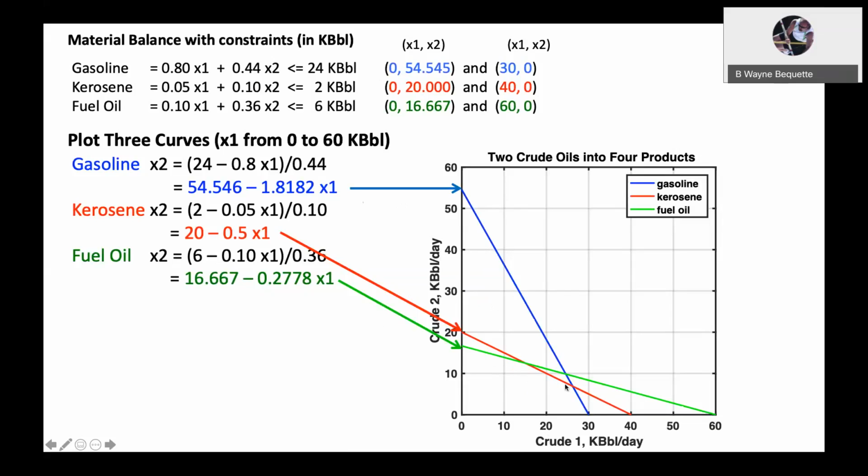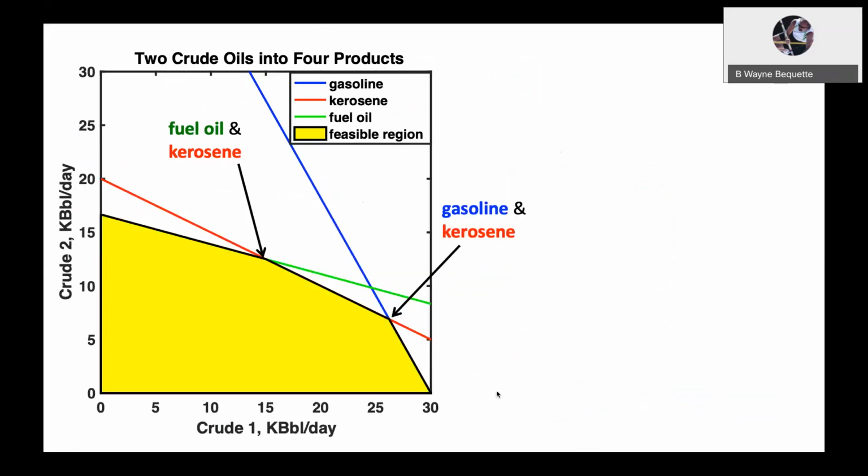So the next plot, I'm going to blow this up and show it on a different scale, because we have to be underneath all of these curves, and that's what forms the feasible region for our solution, so that all the different constraints are satisfied.